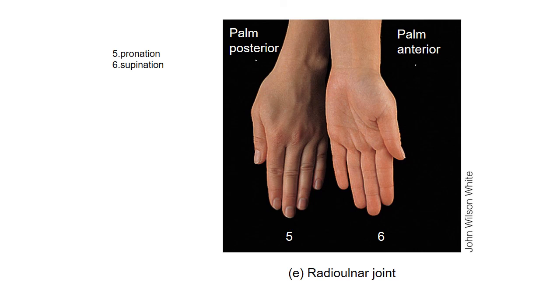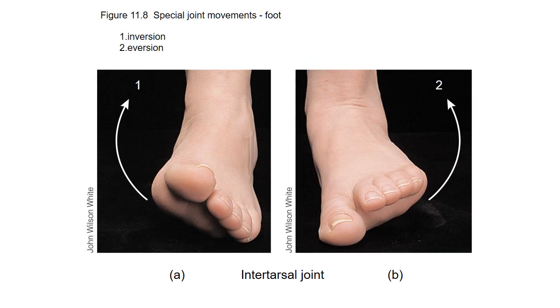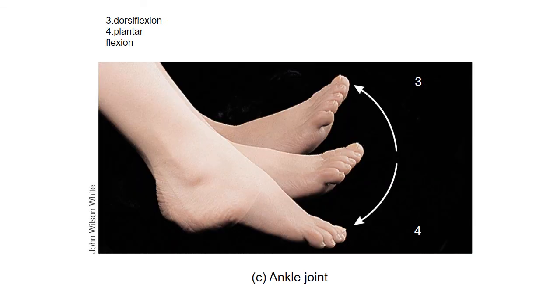Pronation, supination. So we saw those. And that occurs at the radial ulnar joint. Next slide. And inversion and eversion of the intertarsal joints. Next slide. And dorsiflexion and plantarflexion. So dorsiflexion, flexing your foot up, toes coming up towards your knee, and plantarflexion, pointing your toes. Next slide.